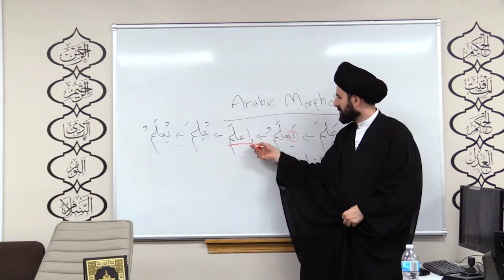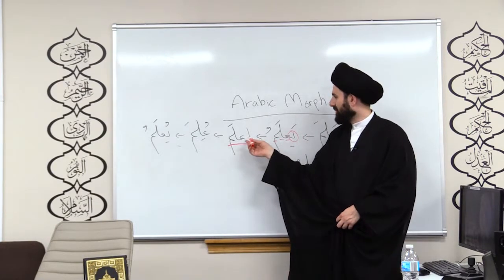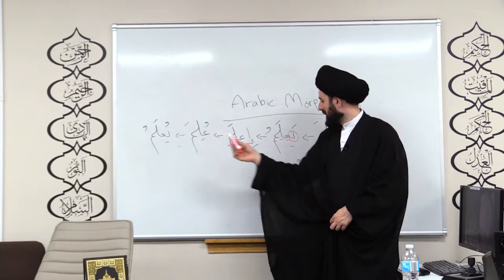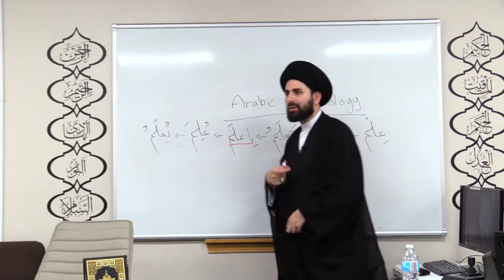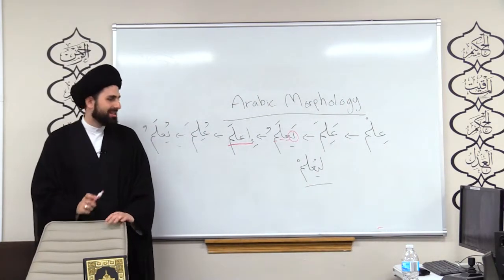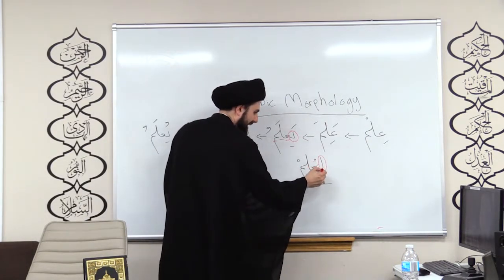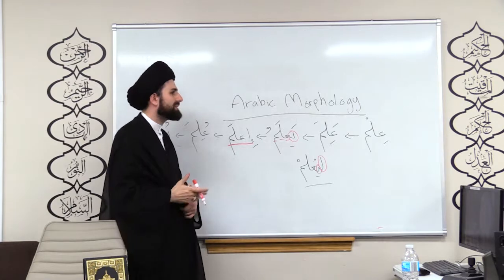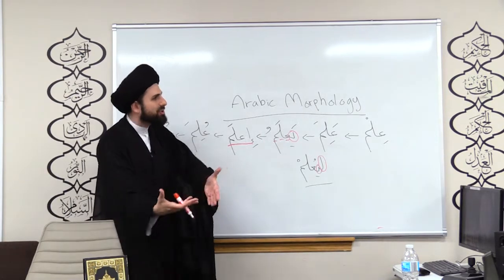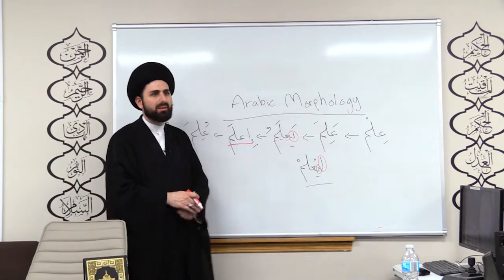Let's take a look at this example. I'lam. Which letter is the additional one? The hamza, right? This alif over here. Yu'lamu. Liyu'lam. How many letters is liyu'lam? That last word. 5. These two, the lam and the ya, are huruf za'idah. They are additional letters. And the original letters are the ayn, the lam, and the mim.